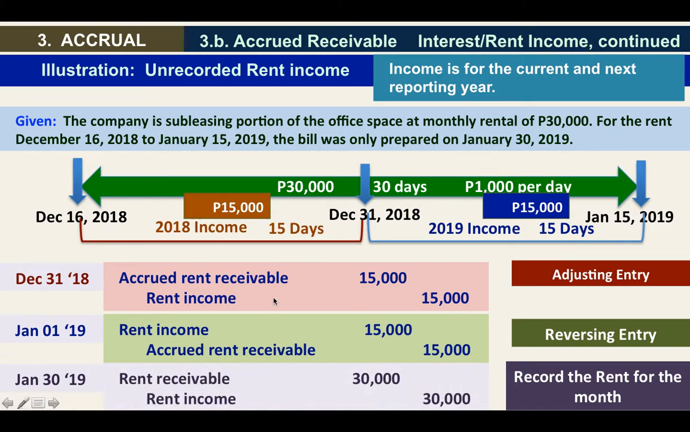So if we are going to analyze the entries, your accrued rent receivable was recorded as an adjusting entry, and then you have reversed it, so it cancels out. So ang natira, meron kang rent income on 2018 na 15,000. 2019, ni-record mo yung full rent income na 30,000. However, you have made a reversal of 15,000 here, okay? So your net rent income is 15,000, which is in accordance with your analysis. Okay, class?